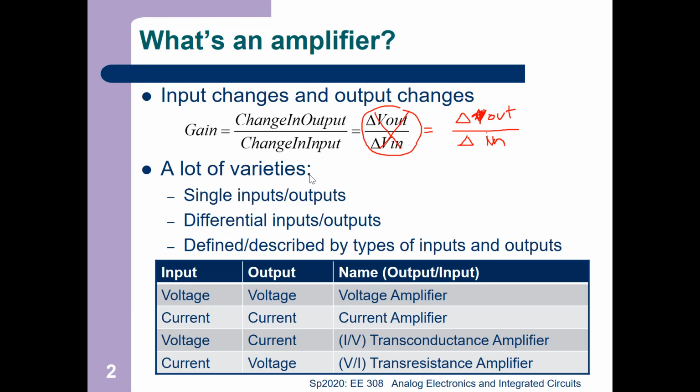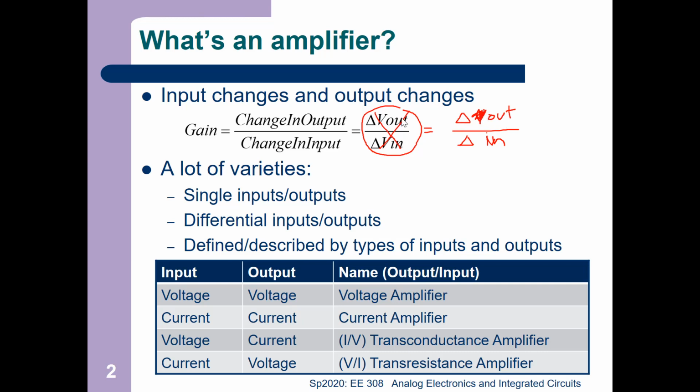Amplifiers can have two inputs and two outputs. They can have one input and two outputs, or two inputs and one output, or a single input and a single output. Their inputs could be voltage or current, and their outputs could be voltage or current. So there's a whole bunch of different ways you can combine those. In general, gain doesn't care whether the output is voltage or current. It just cares about how much that output has changed.